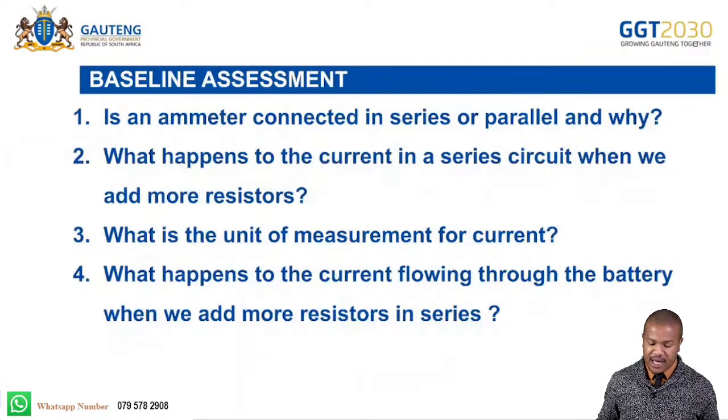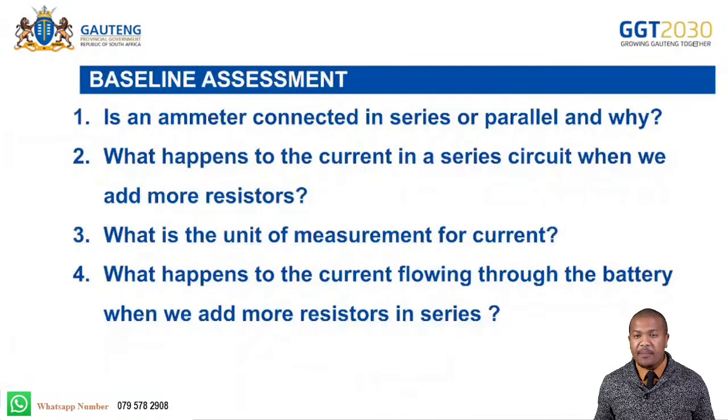Number 1 is saying, is an ammeter connected in series or parallel, and why? Number 2, what happens to the current in a series circuit when we add more resistors? Number 3, what is the unit of measurement for current? Then number 4, what happens to the current flowing through the battery when we add more resistors in series? So let's take 5 minutes to copy down these questions and answer them quickly. Then after that, we shall mark together.